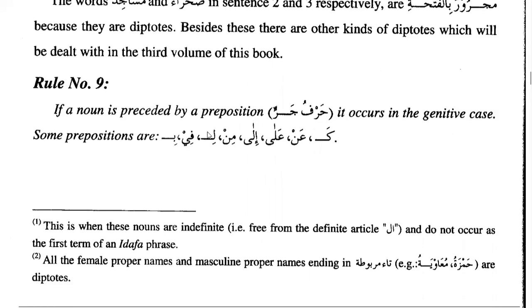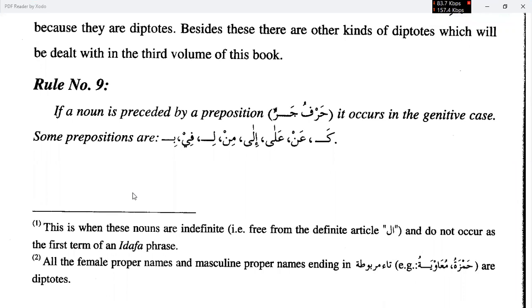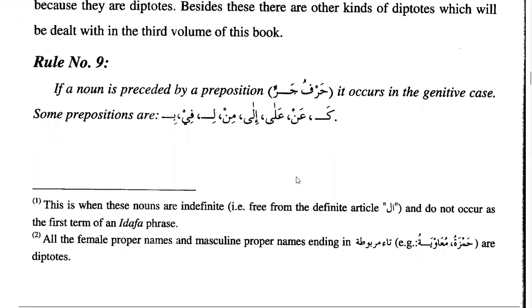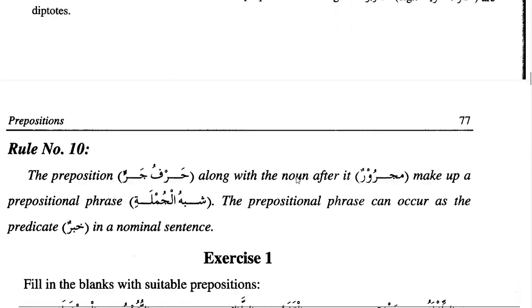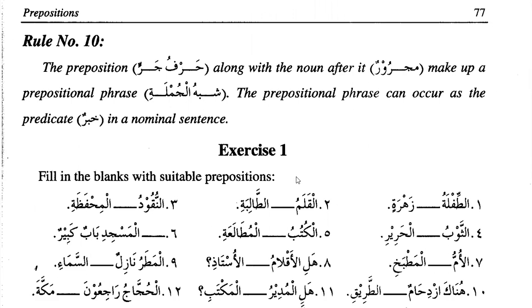Next, we have the rules. Whatever we have learned in this chapter is explained here. So the next student is Miss Rahma. If a noun is preceded by a preposition, harfu jar, it occurs in the genitive case. Some prepositions are ka, an, ala, ila, min, li, fi. The preposition, harfu jar, along with the noun after it, majrur, make up a prepositional phrase, shibhu jumla. The prepositional phrase can occur as the predicate, khabar, in a normal sentence.